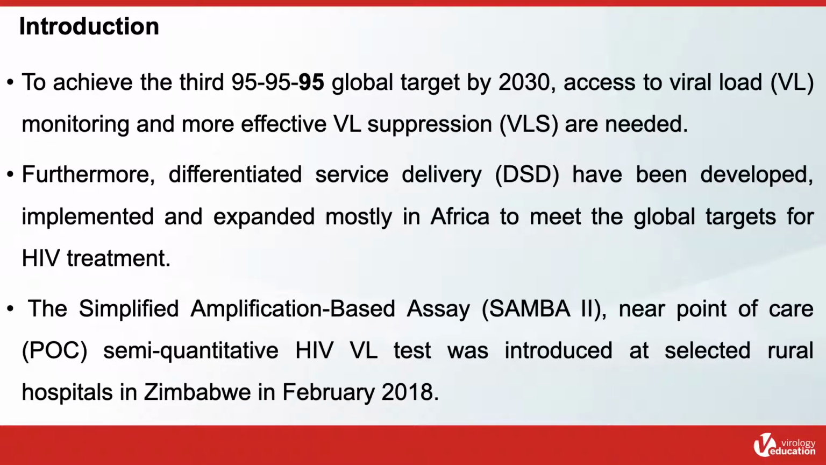We all know that viral load monitoring is critical for viral load suppression and to achieve the third 95 global target by 2030. In addition to viral load monitoring, differentiated service delivery have been developed, implemented, and expanded mostly in Africa to meet the global target for HIV treatment. That's one of the reasons why the simplified amplification-based assay called SAMBA2, which is a new point-of-care semi-quantitative HIV viral load test, was introduced at selected rural hospitals in Zimbabwe in February 2018 to address the problem of viral load testing at rural sites.